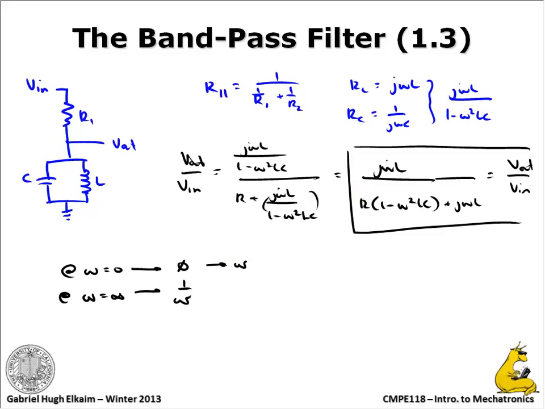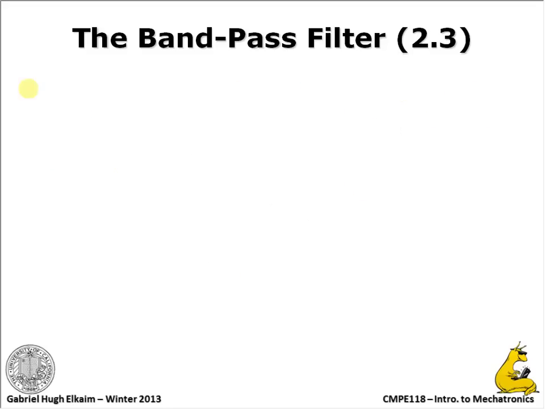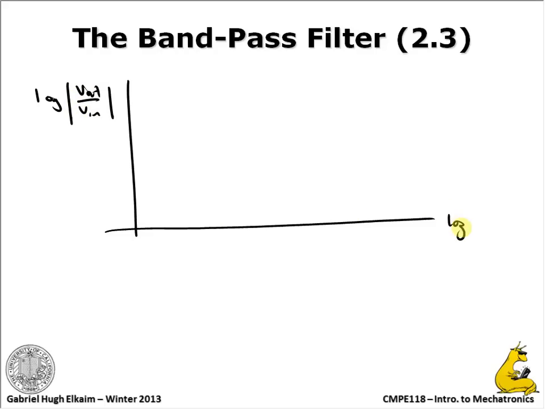So when I plot this, again, I'm going to plot log of Vout over Vin, and here is log omega. What I've got is basically I come in at a slope of 1, I descend at a slope of 1, and I get anything from a rounded to a very sharp peak at the corner frequency. So this has a slope of plus 1, this has a slope of minus 1, and at my corner frequency, I get this peak.